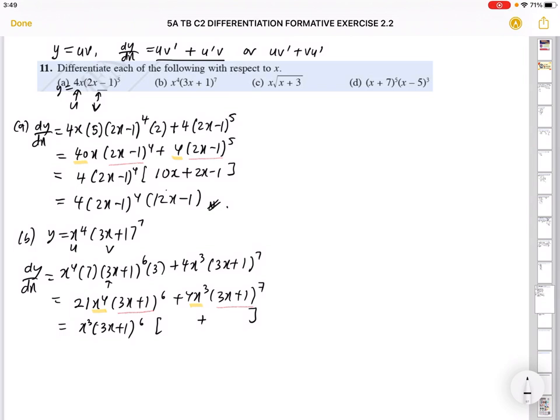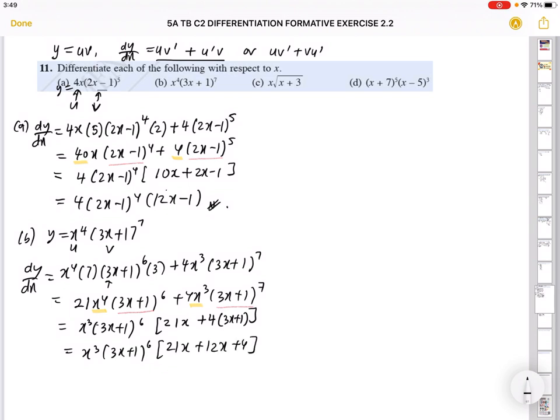So I'm left with what? 21 here, right? x power 4 divided by x power 3, x power 1. The 4x power 3, I've taken out x power 3, I'm left with 4. But the (3x plus 1) is still there because it's power 7. When you take out power 6, you're left with power 1. So this will give us x power 3, (3x plus 1) power 6, and this will be (21x plus 12x plus 4).